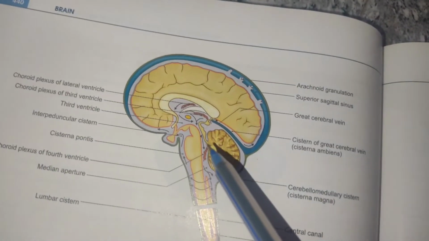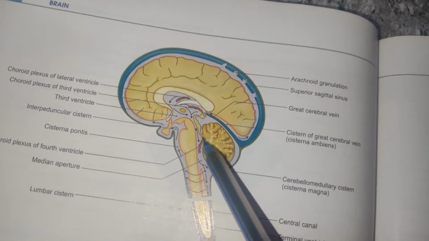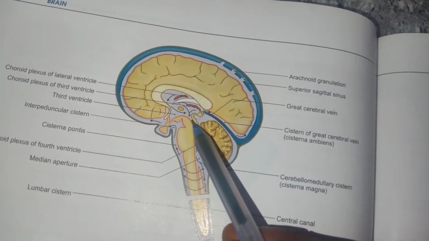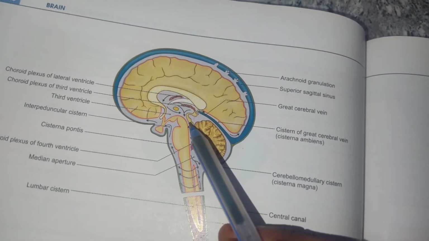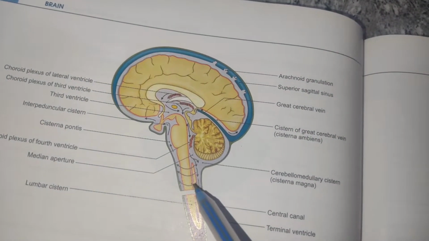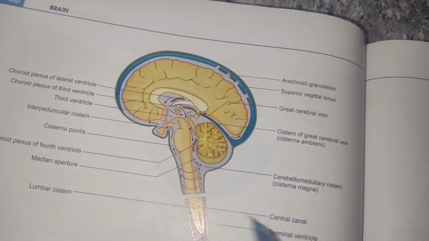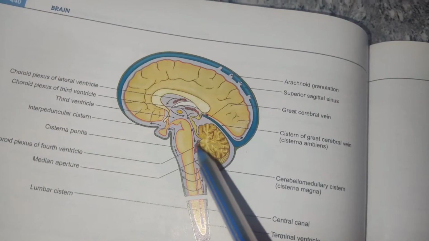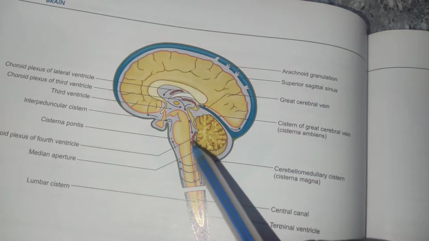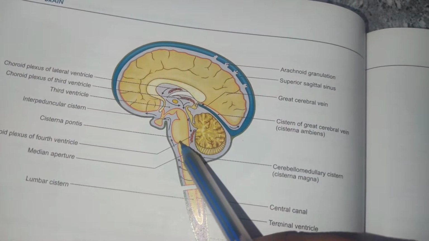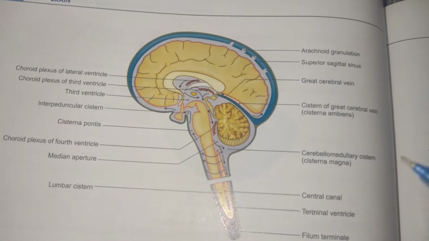Here, this is the fourth ventricle. It is tent shaped. The upper part communicates with the third ventricle through the cerebral aqueduct, and the lower part, which communicates with the spinal cord, is known as the central canal. Here it is, the central canal. Lateral to it, it communicates with the pontomedullary junction. It is not visible in this section of the diagram.